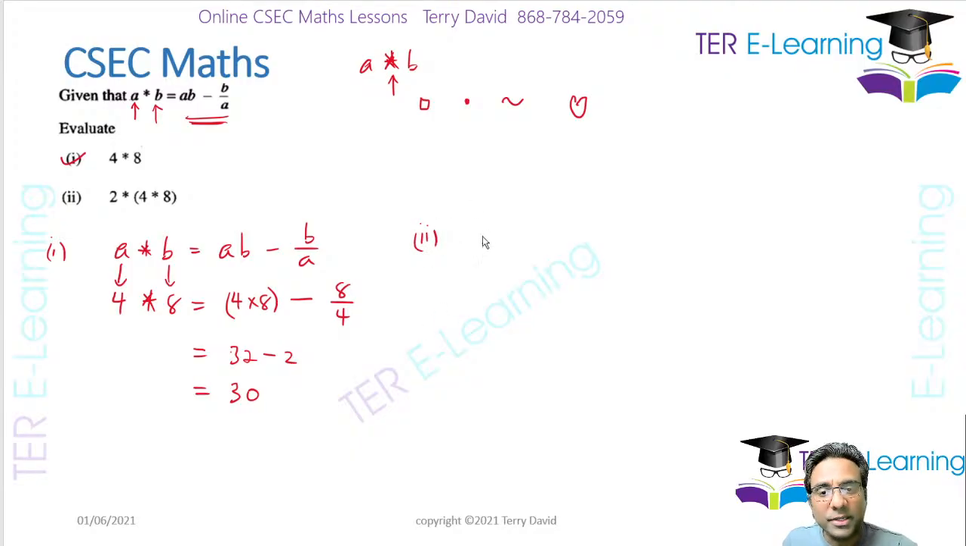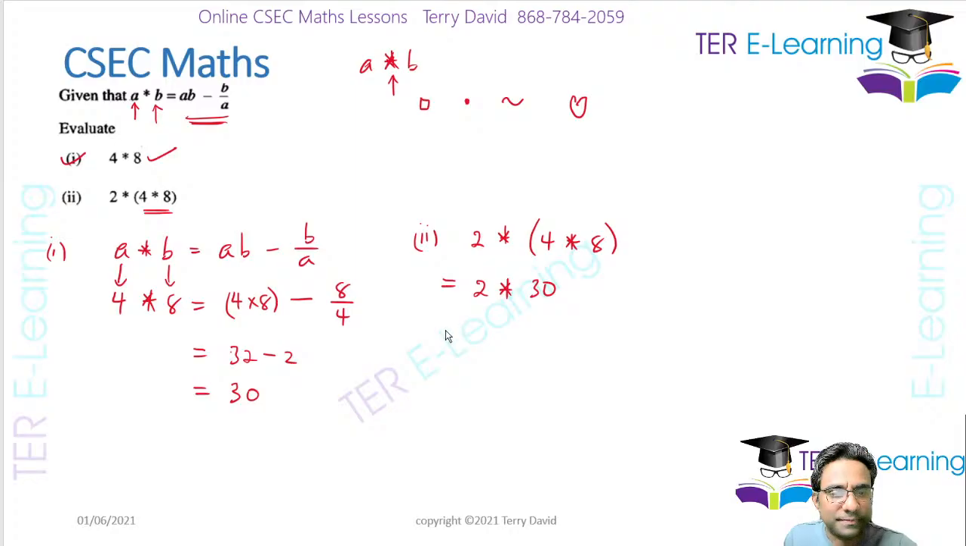Part 2 now, they want us to work out 2 star open brackets 4 star 8. Now here's the thing. When you have binary operation questions, or questions in general, always look back at the answer you just worked out because it might be important to us. If you look carefully, you just worked out what 4 star 8 is. So this is actually 2 star 30, because you just worked out in part 1 what 4 star 8 is.